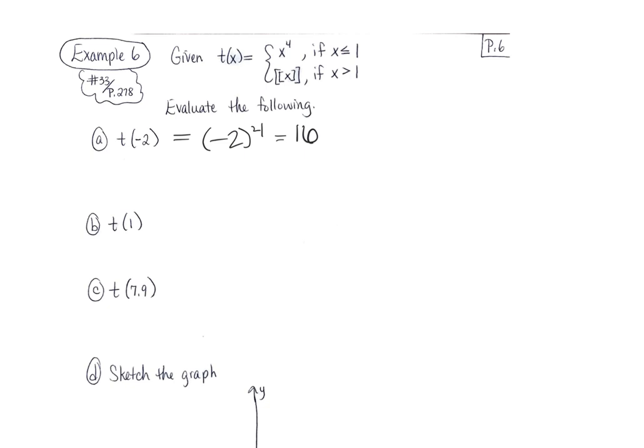And then this is T of 1. And 1 is, again, less than or equal to 1. So you'll use this first equation again. So then you get 1 to the 4th, which would just be 1.